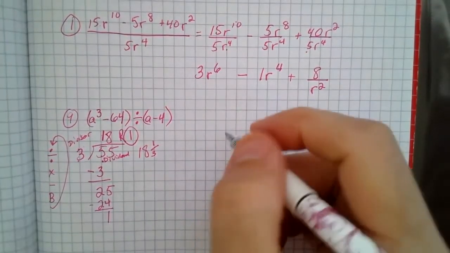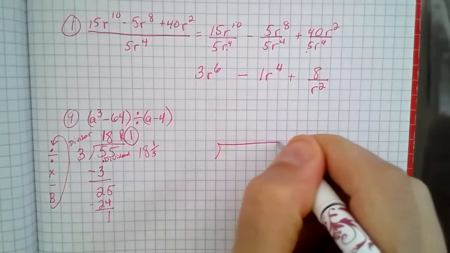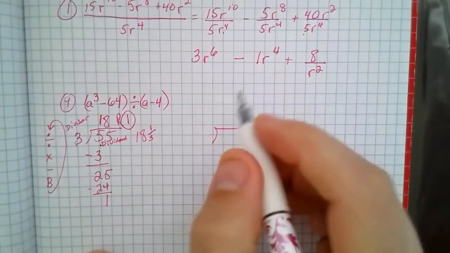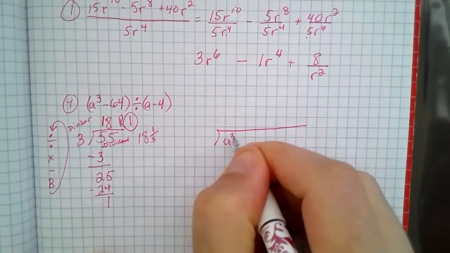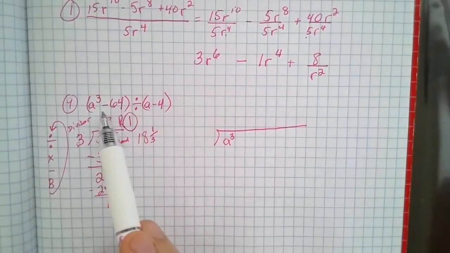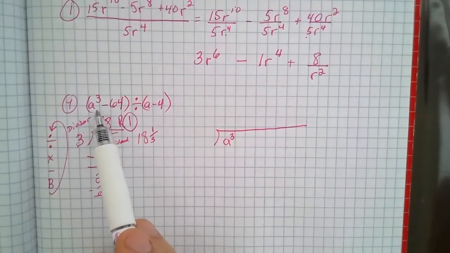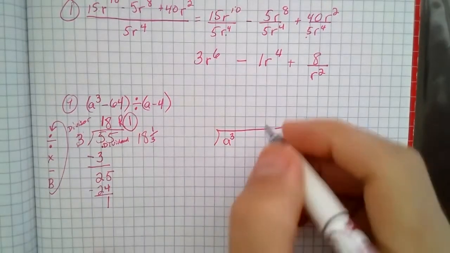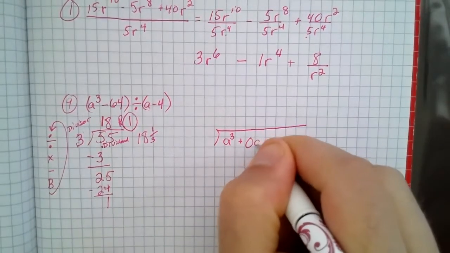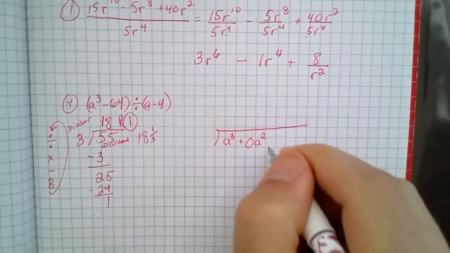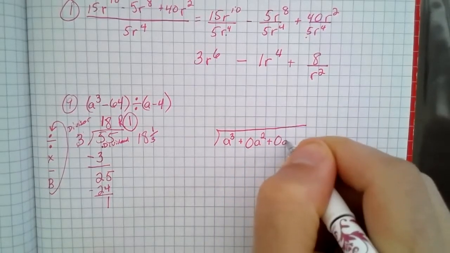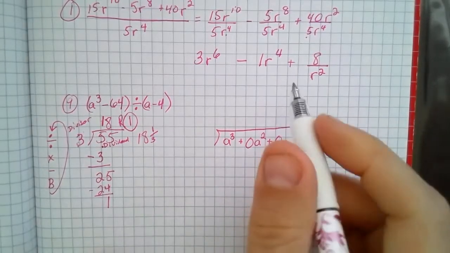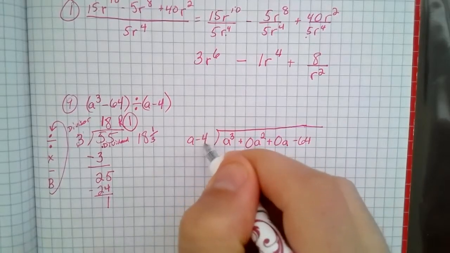Now, let's do this with a polynomial. So we're going to set up our division line here. And we're going to put every term, except one thing you have to remember. If you're missing any powers of that variable all the way down to the constant, you have to put a 0 term as a placeholder. So we're going to put plus 0a squared because we're missing an a squared, and then plus 0a because we're missing a regular a, and then our minus 64. And we're going to put a minus 4 out in the front.